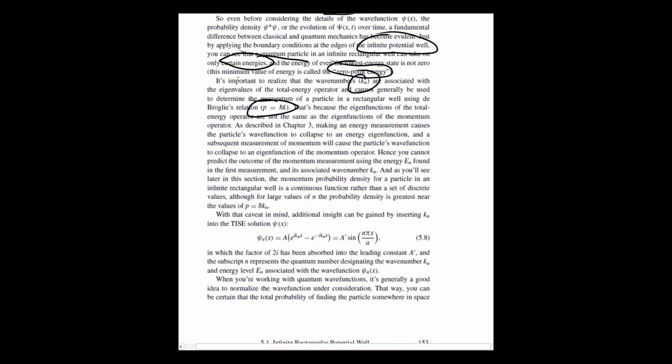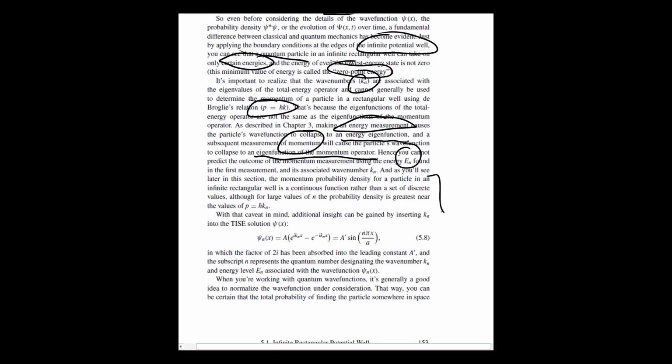And to understand why that's true, remember, if you make an energy measurement of a quantum particle, its wave function is going to collapse to an energy eigenfunction. If you then make a momentum measurement, the wave function collapses to an eigenfunction of the momentum operator. And the eigenfunctions of total energy and momentum are not the same. So you cannot predict your momentum outcomes using the energy you found in the first measurement, because the particle changes state when you then measure the momentum.